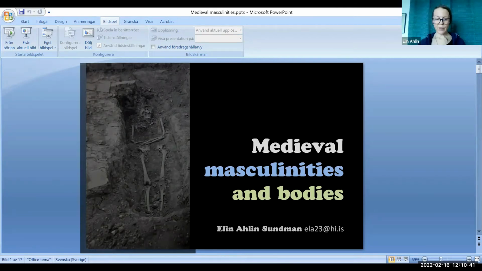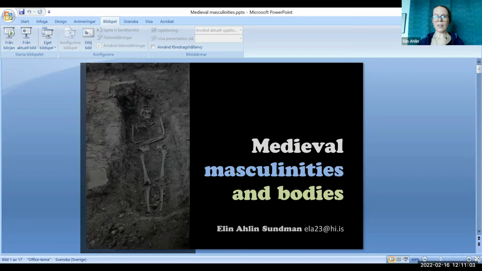So studies of gender in the past using osteological methods are fairly new, at least compared to sex. And this could go back to the question: what is sex and what is gender, and what does it mean when you look at the bones?